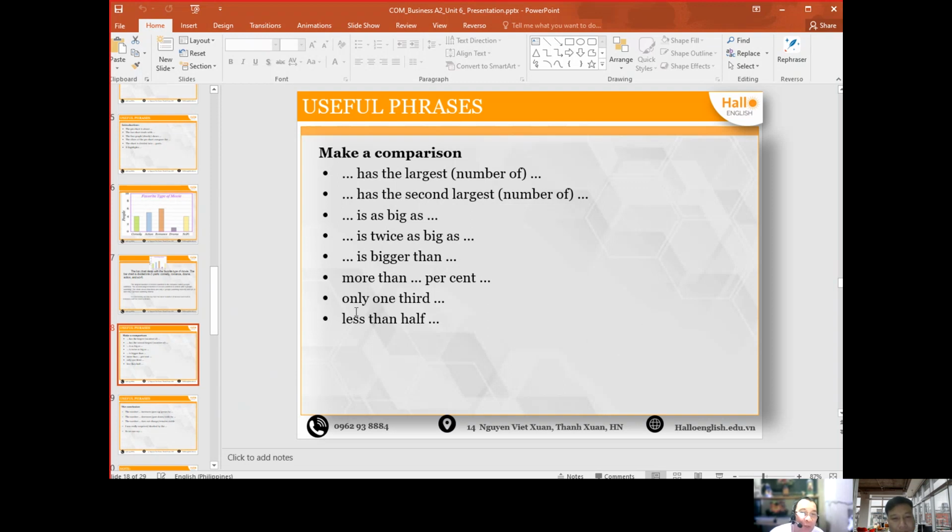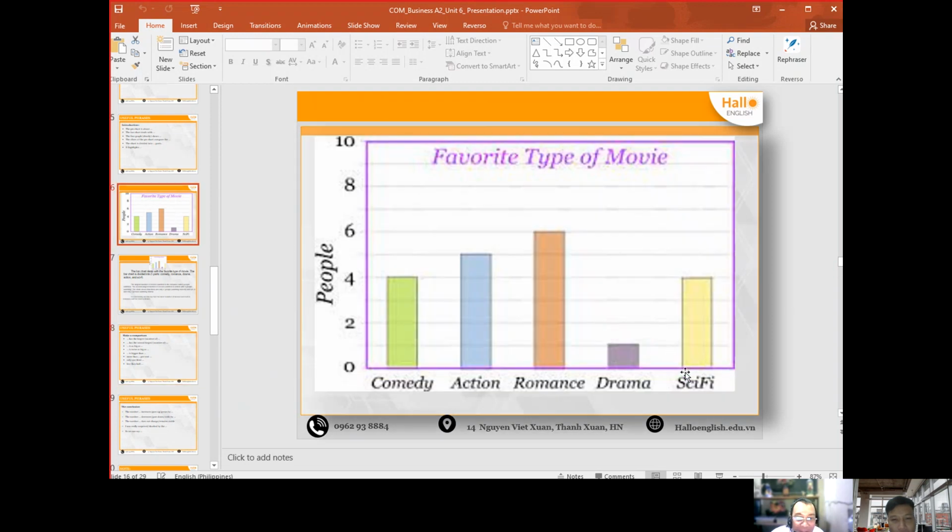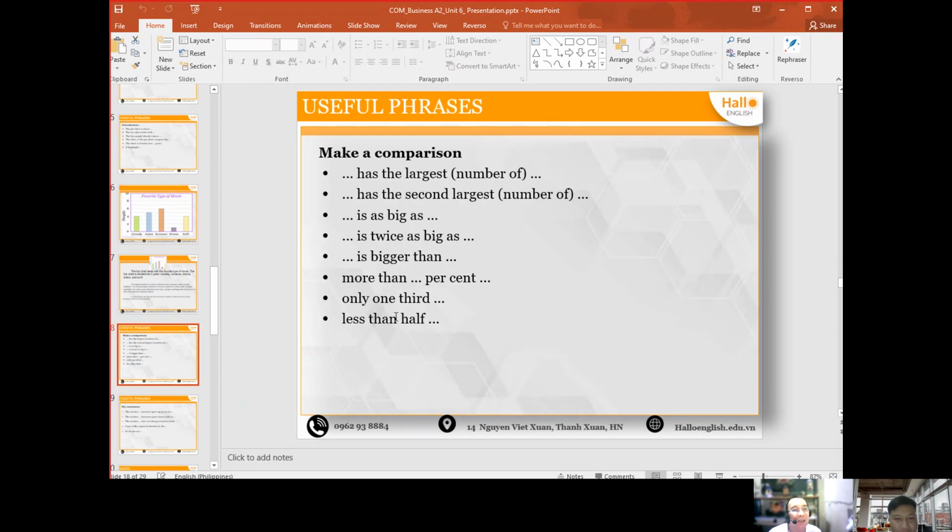Or you can also use "only one third." Do we have that in here? No, we cannot identify one. But if ever you have one, you can use that also. Or "one fourth," or "less than half."